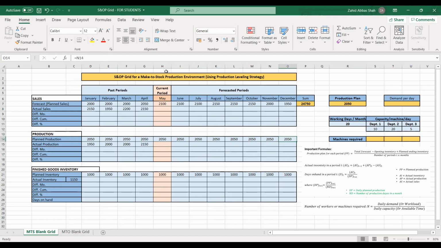Now, current period is the month of May. So of course, we did have certain actual sales for the first 4 months, and we did have some actual production for the first 4 months. And of course, there would be actual inventory, but we have to calculate that. And once we apply the formula to calculate actual inventory, we can actually cross-check physically whether that inventory is in the stock or not. So that is something we will discuss in detail in our topic of inventory management.